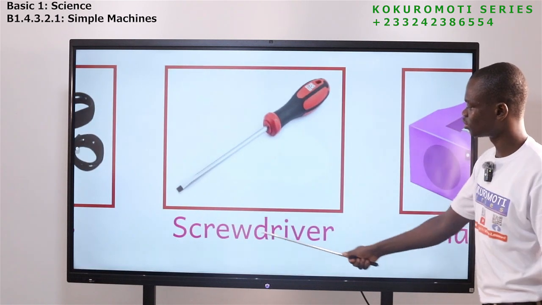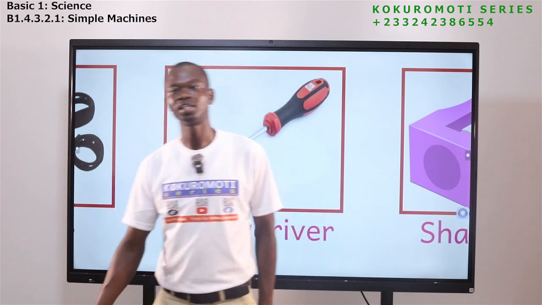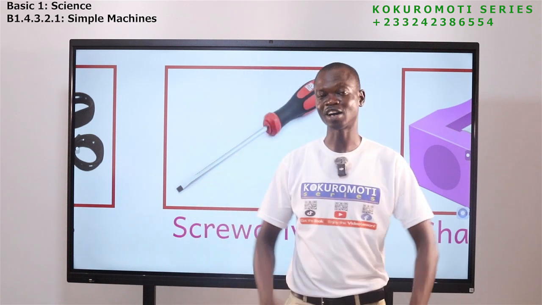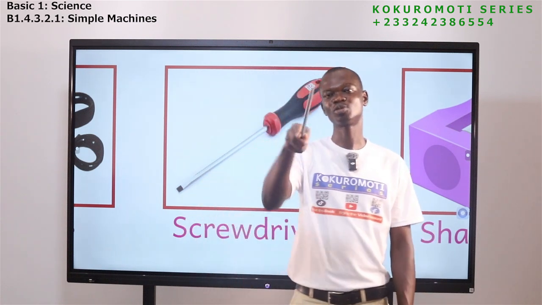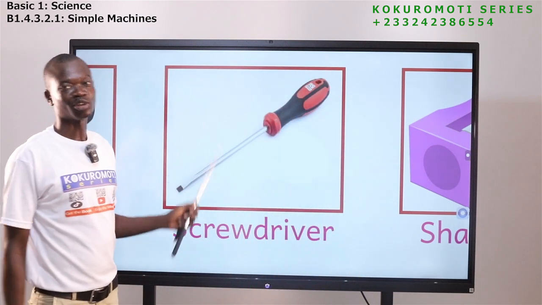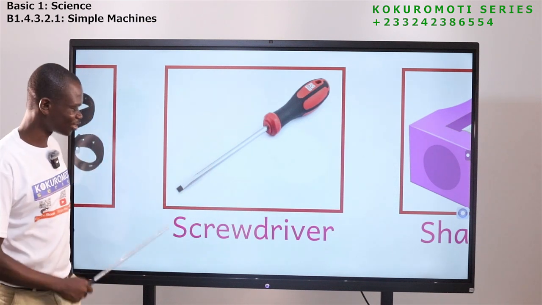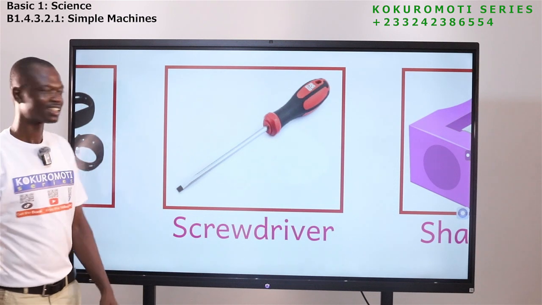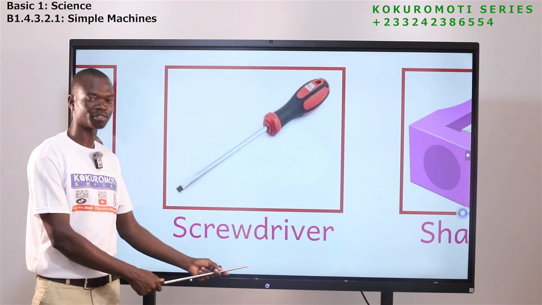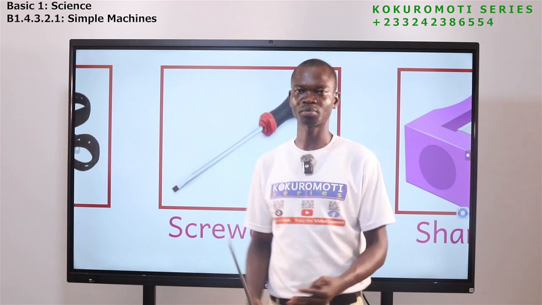Now let's come to this side. This is a screwdriver. Those who have been saying "screw driver," please, it is not a screw driver. Your school doesn't have a bus, so why should you have a driver? This is how a screwdriver looks like. The next time you see a screwdriver, it is not a screw driver, it is a screwdriver. So screwdriver too is a simple machine.